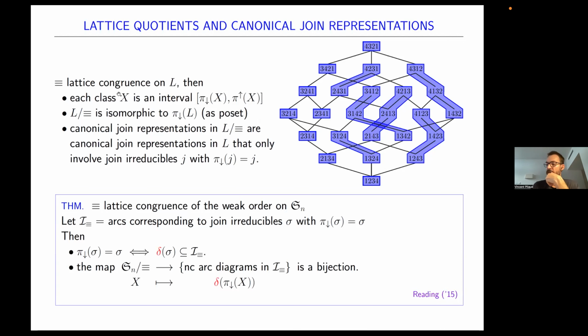So when you have a lattice congruence of a lattice, then it turns out that each class is an interval. So you see here that my bubbles are, in this case, very simple. They are just small snakes, but they are intervals. And it turns out that the lattice quotient is isomorphic as a poset to the subposet of L induced by the minimums of your congruence classes. So here, you keep all permutations which are the minimums of those classes, and you look at the induced subposet, and what you see is a Tamari lattice. So here is the Sylvester congruence.